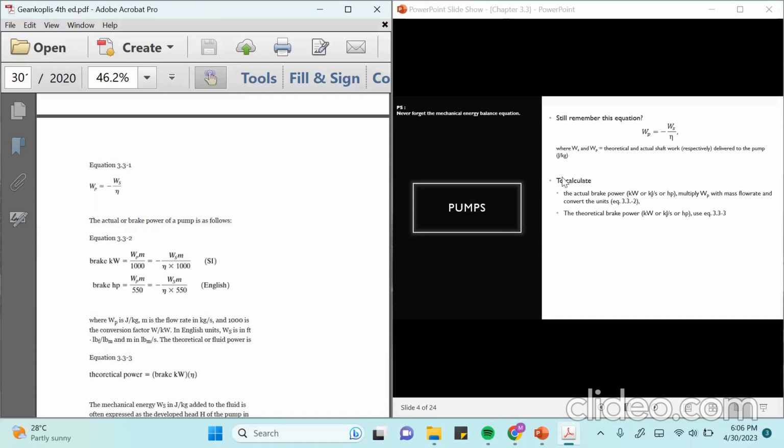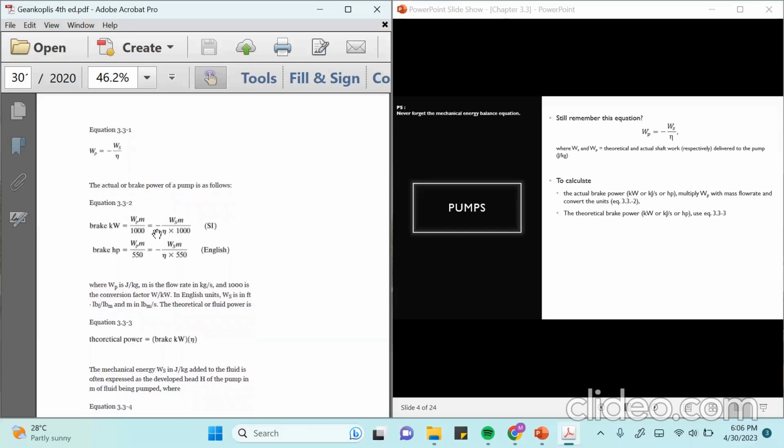Now to calculate this brake power, we have to multiply the Wp, the actual shaft work, with the mass flow rate and convert the units such as in equations 3.3-2. This, the one on the left. So this is how you get the actual brake power. If you want to use the unit of watt, you use the first one. If you want to use the horsepower unit, then you use the second one.